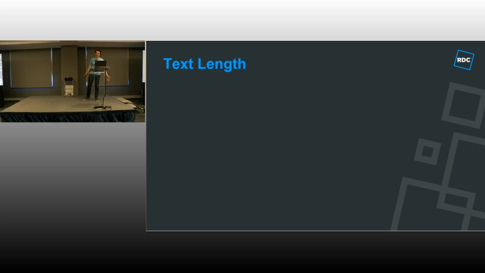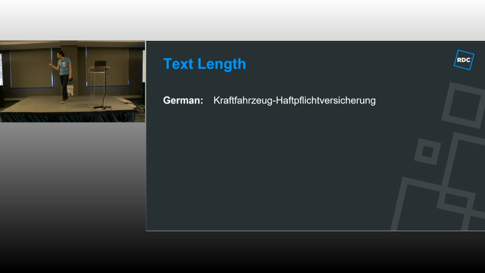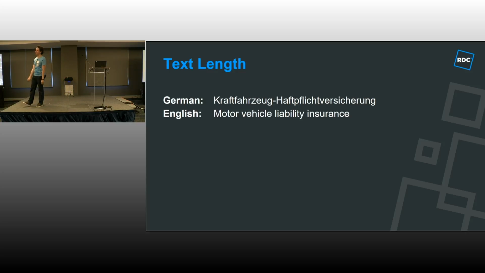Another basic consideration is text length. People like to pick on German for this, especially. So here's a classic example. OK, let's all try to say this together. Come on, let's do it. Let's pronounce it. OK, I can't really pronounce this. I'm sorry. So big surprise. This actually shortens down to, motor vehicle liability insurance. OK, not much of a surprise. This one's actually that long.